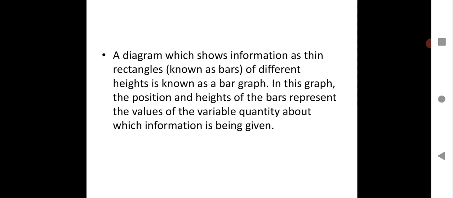Just have a look. First of all, a diagram which shows information as thin rectangles known as bars of different heights is known as a bar graph. Please take down the definition of a bar graph. So these are thin rectangles shown on the graph paper, with different heights. In this graph, the position and the heights of the bars represent the values of the variable quantity about which information is being given.